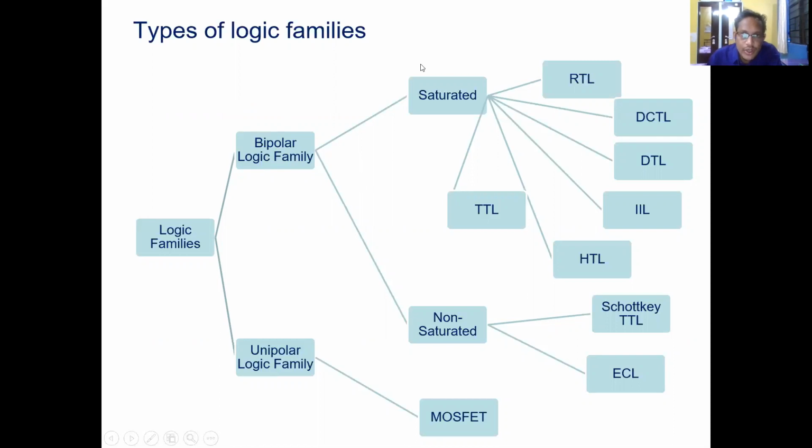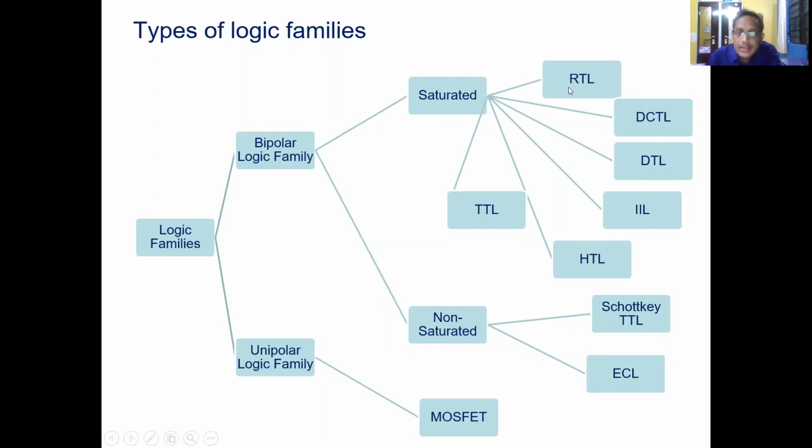One is called the saturated logic family, and the second one is the non-saturated logic family. Saturated logic family means what? As per the concept of your transistor, a transistor goes through saturation, cutoff, and the active region. In a bipolar logic family, if the transistor always goes into saturation, that logic family is called a saturated logic family. For example, RTL, DTL, TTL.